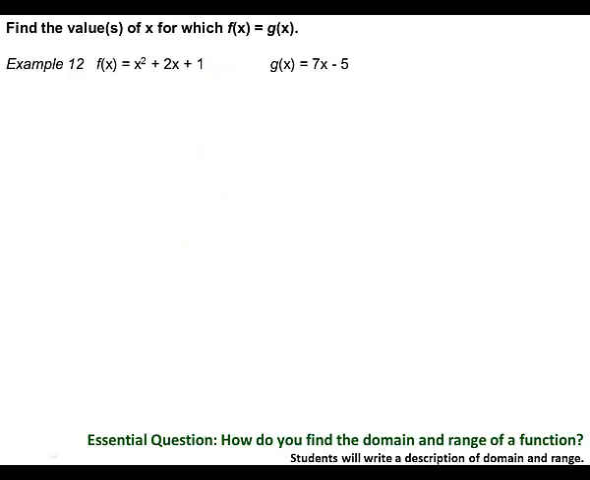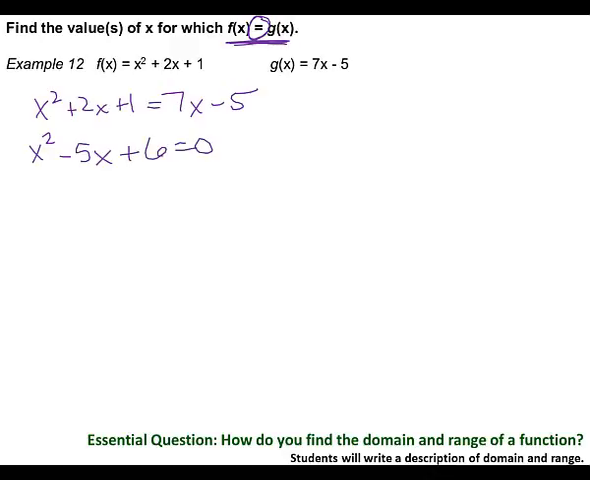Okay. Next one. What is it saying to do with the two functions? What's this say right here? It says make them equal to each other. Okay, so set the two functions equal to each other. Equals 7x minus 5. Okay. Gotta get it equal to 0 because it's a quadratic, right? So we've got x squared. I'm going to move the 7x by subtracting. What do I get? Negative 5x. What am I going to do to move the 5? And what do we get? 6. Alright, what am I going to have to do to solve it?